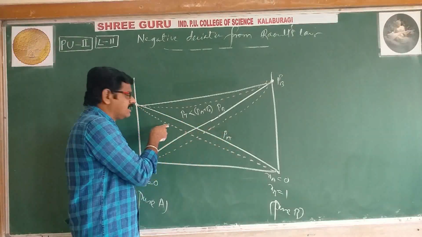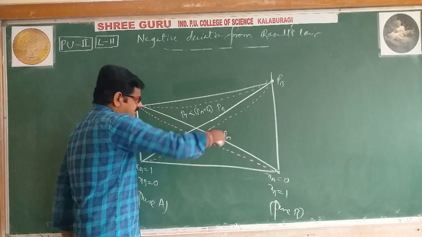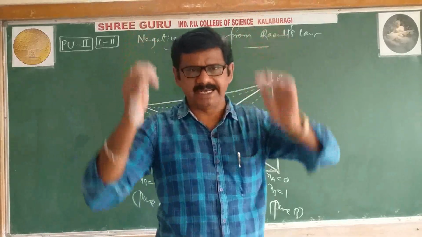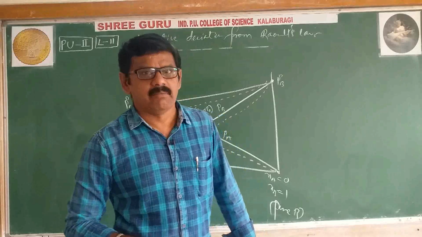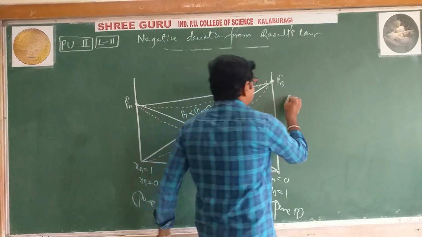We are really expecting this for ideal solutions, but our expectation is wrong. We are getting it like this. Why? Because the vaporization tendency is less, automatically the vapor pressure is also less. Because of that reason, we will get this graph. And we will see the examples.